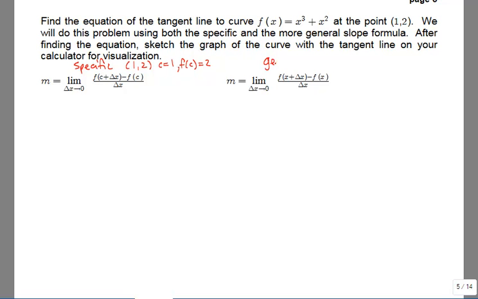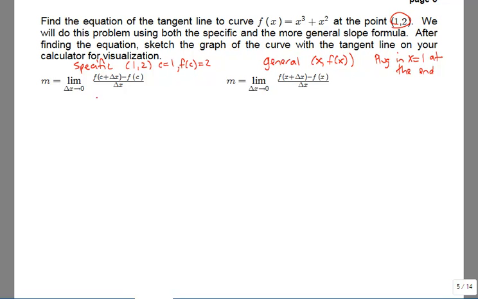Or you can do it in a more general way, where you're doing it at any point (x, f of x), and then we're going to plug in x equals 1, which is our point that we want to look at, at the end. So we're not going to use our point (1, 2) until the very end when we do it in the general way. So let's start with our specific method.